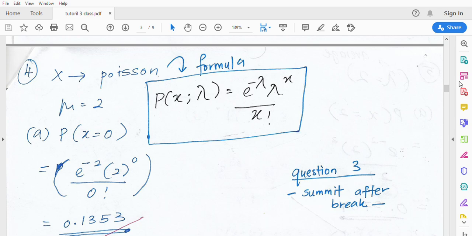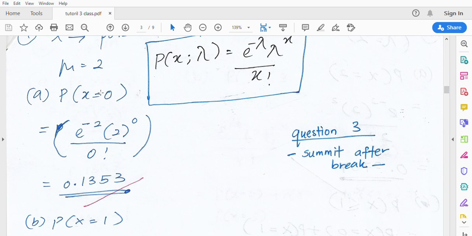Number 4: let x be a Poisson random variable with mean mu equals 2, and calculate these probabilities, A, B, C and D. The Poisson formula is e to the power negative lambda, lambda to the power x, divided by x factorial. A is the probability x equals 0. By using this formula we will get the answer 0.1353.